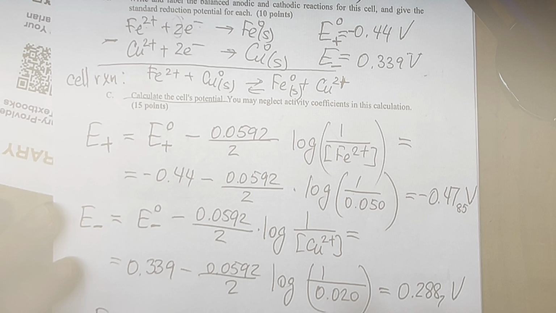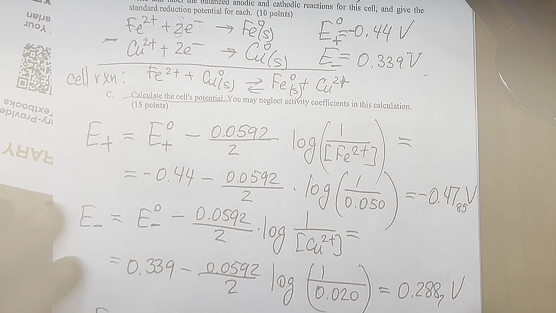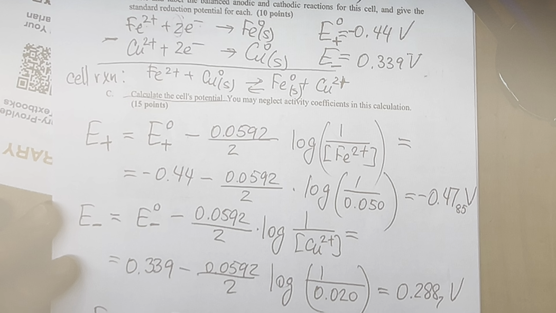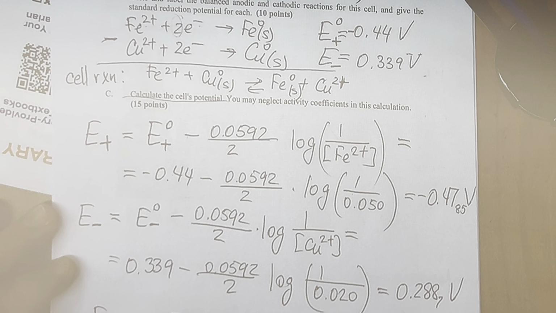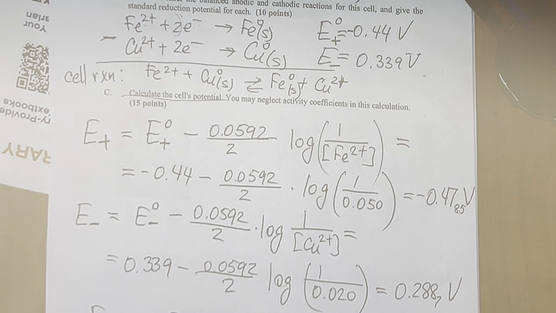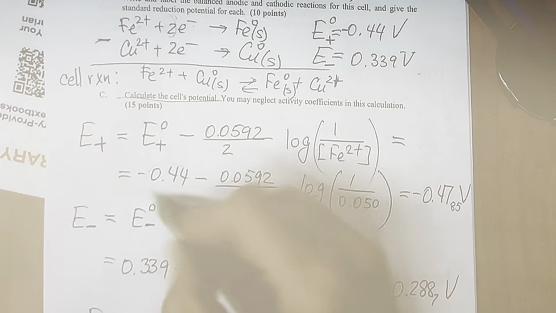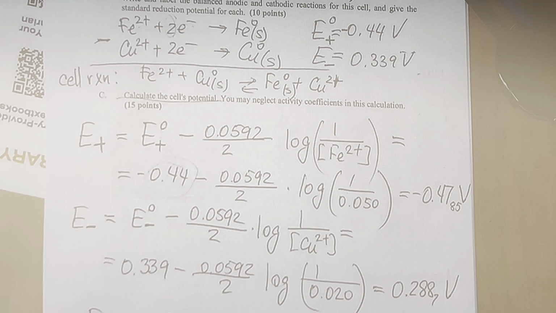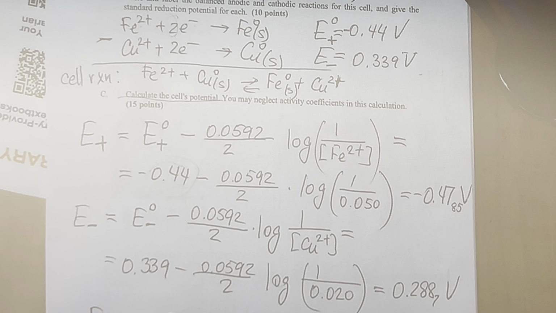So negative 0.4785 minus 0.2887. I got negative 0.767. And you can round just to 2 significant figures because we will limit it up here. The reduction potential for iron only had 2 significant figures. Okay, all right.